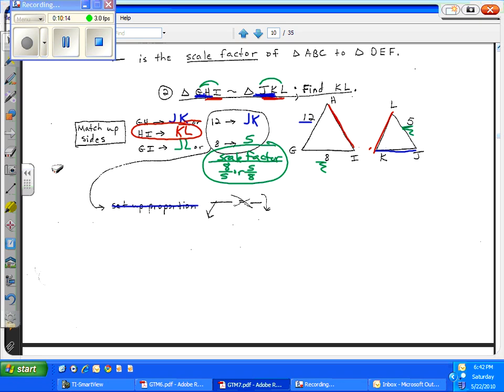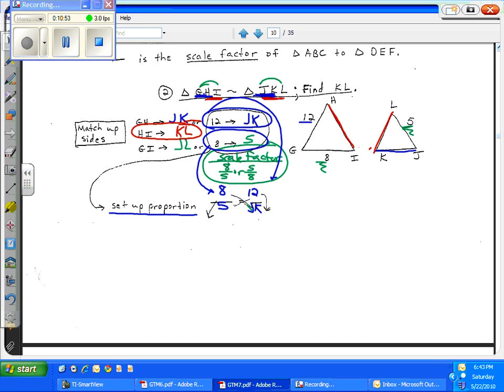Right now it says set up a proportion. Now, to set up a proportion, we're going to use the two pairs of sides. So we're going to use this pair and this pair. Now, the given pair is this, and so we can say 8 is to 5 as 12 is to JK. Now, we went from side of big to side of little with the 8 and 5, so we have to go side of big, side of little with the 12 to JK, okay?